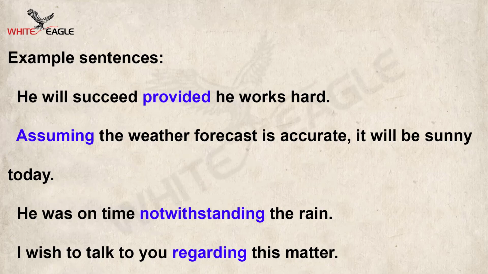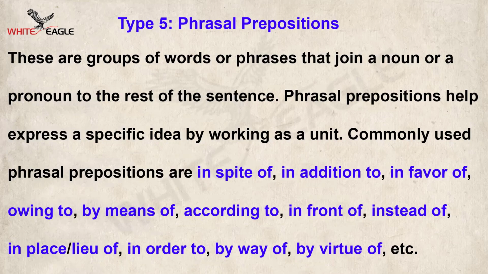He was on time, notwithstanding the rain. I wish to talk to you regarding this matter. Type 5. Phrasal prepositions. These are groups of words or phrases that join a noun or a pronoun to the rest of the sentence. Phrasal prepositions help express a specific idea by working as a unit.